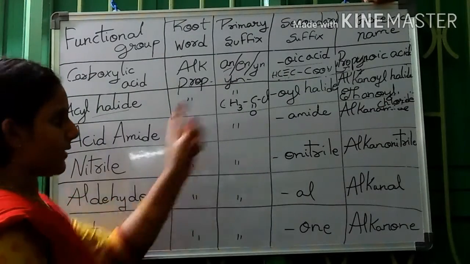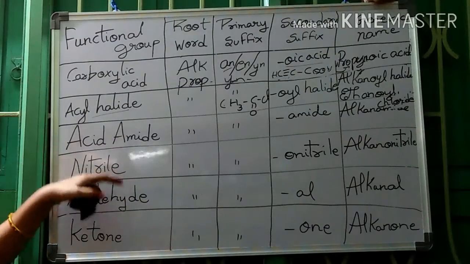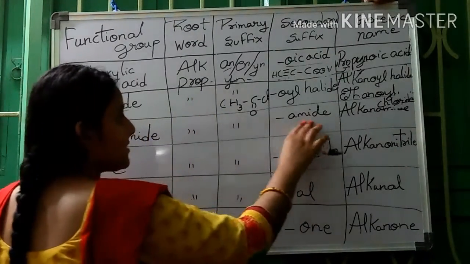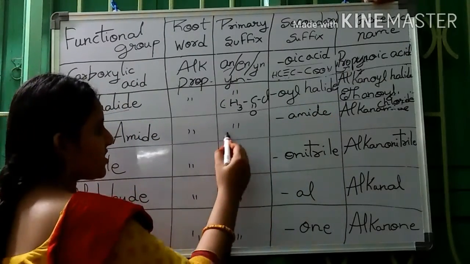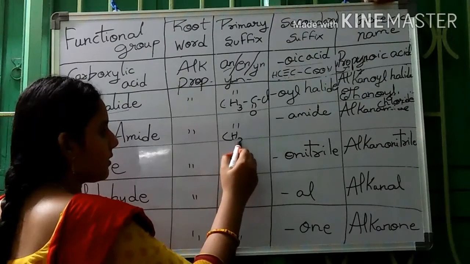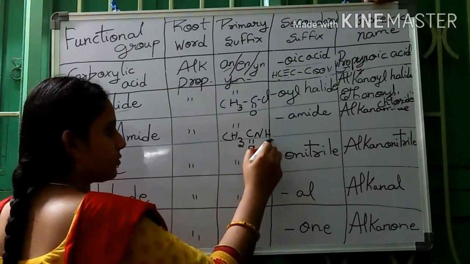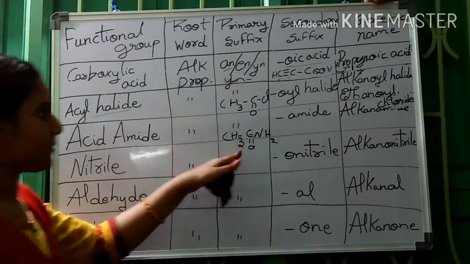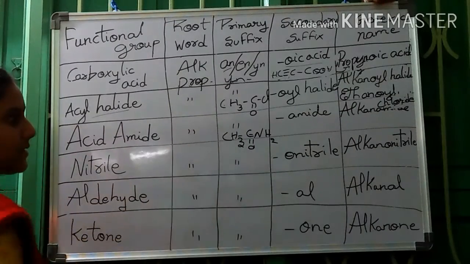Similarly, we can try for other examples. Next one is acid amide. Again the same thing. The secondary suffix is amide. Let us consider this example: CH3CONH2. 2 carbons are present.